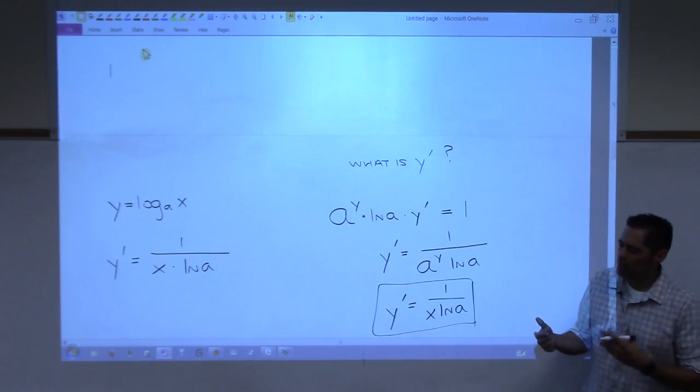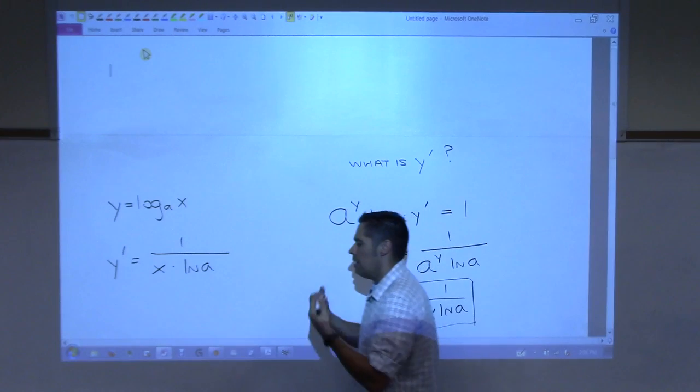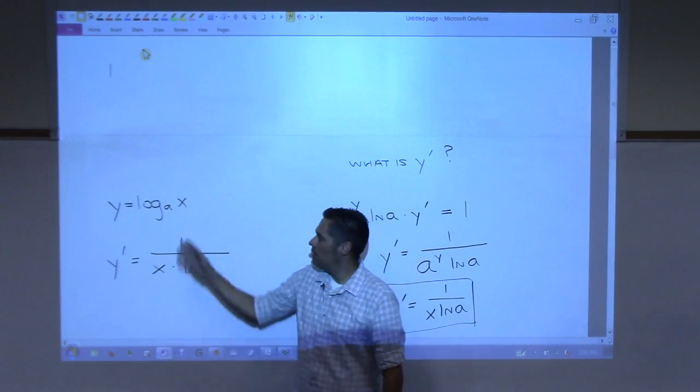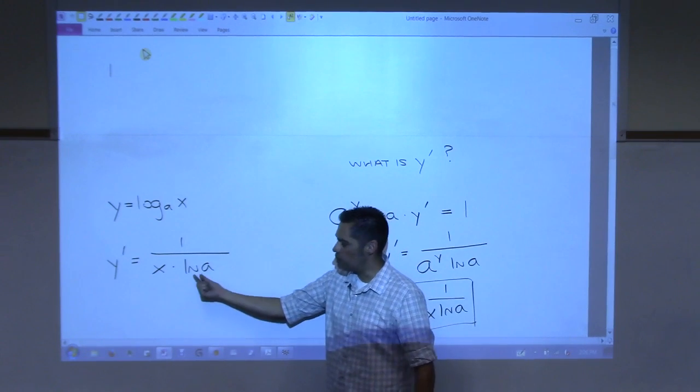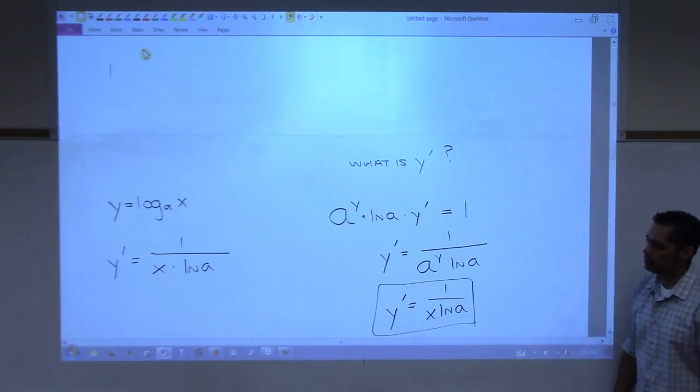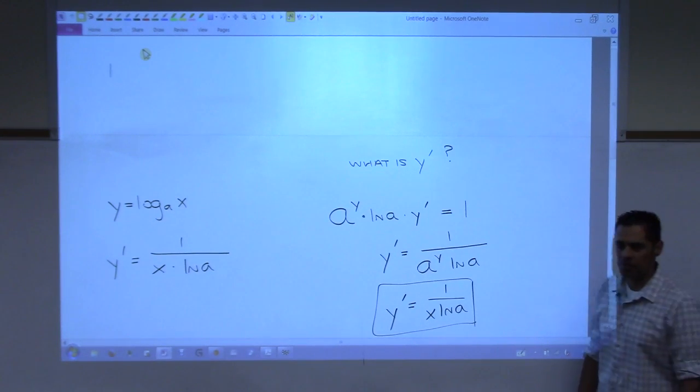The way I look at it, when you take the derivative of a log, it drops what it has in there down to the bottom. And then the log goes away. You have natural log of a down here. That's your formula. Shall we practice with it?